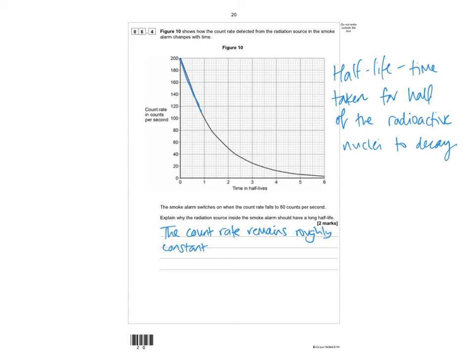And although it's not obvious what you have to do next, you need to use the graph. And by all means, look forward on the question and you'll see that there's no other question here using the graph. So there's always going to be a reason for giving a graph, and that's a case of using it. So the smoke alarm switches on when the count rate falls to 80 counts per second. So that is just here. So what you can do is you can find out how many half-lives have happened at that point. And if you look closely, that number is 1.3.